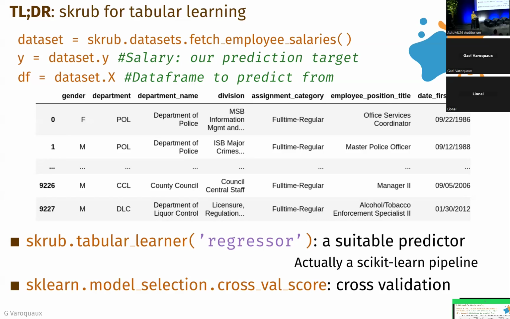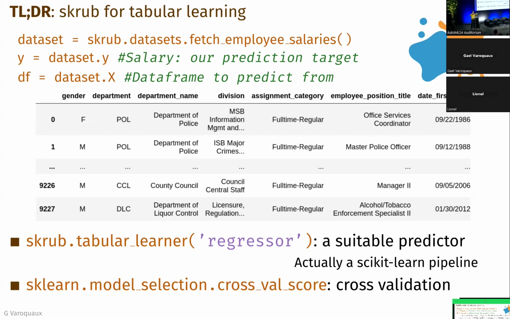I think it comes from the Texas Employee Registry. Anyhow, we take a proxy problem, which is predicting the salary. It's not meaningless, by the way. And so we have X and y, where X here is a data frame. It's a pandas data frame.